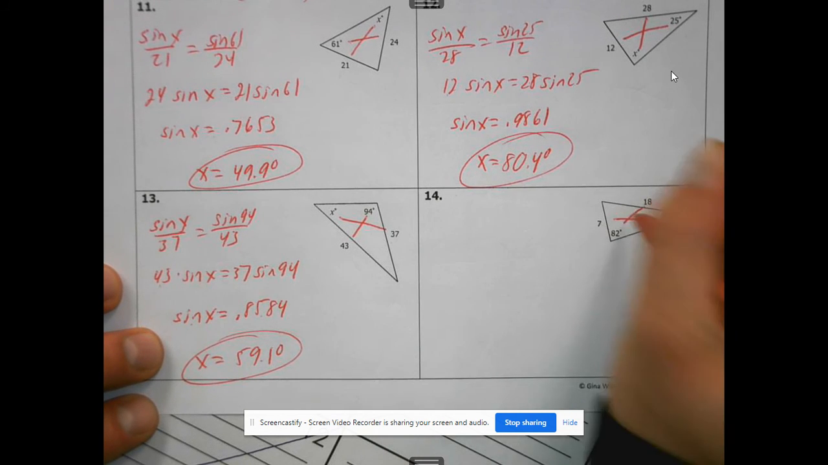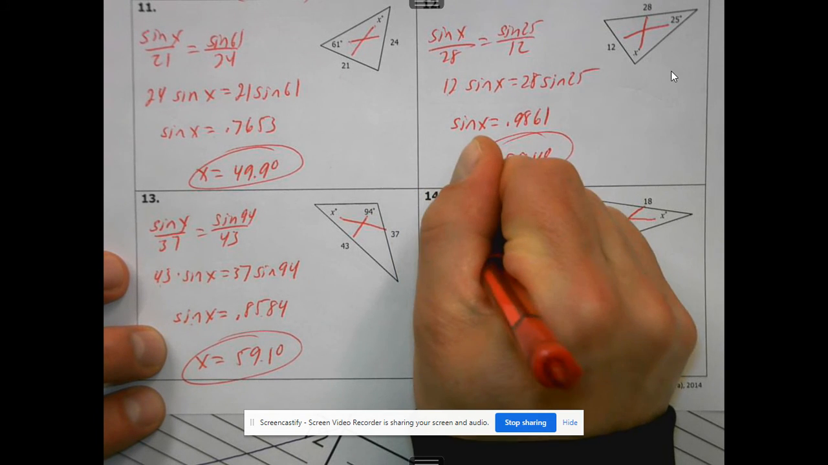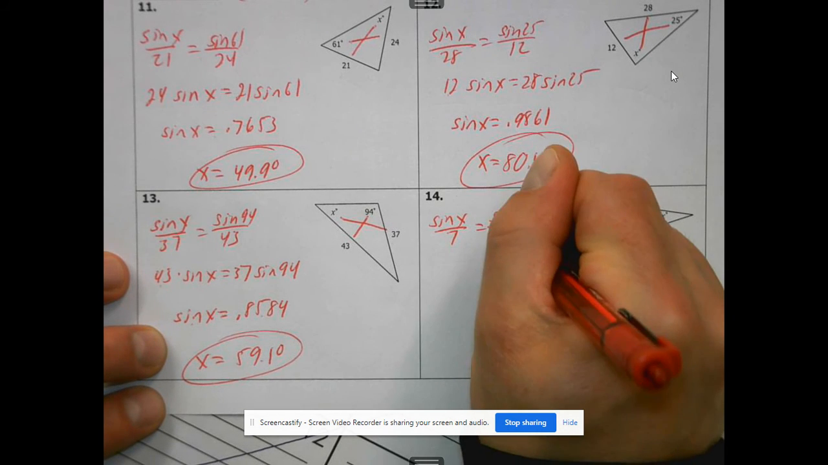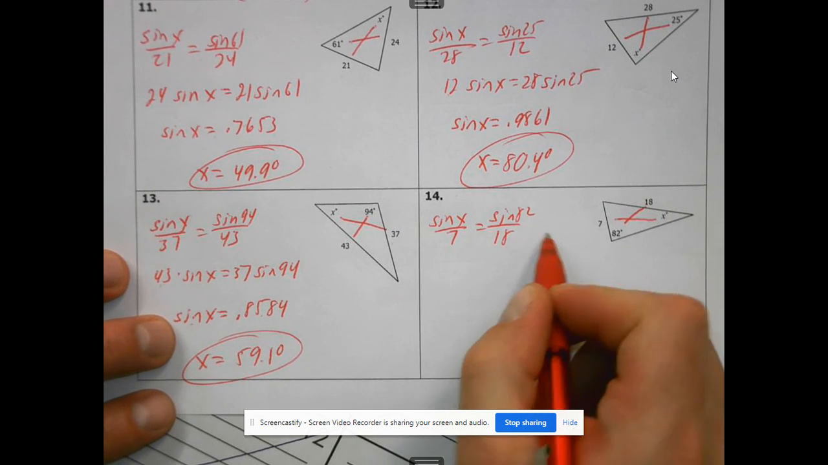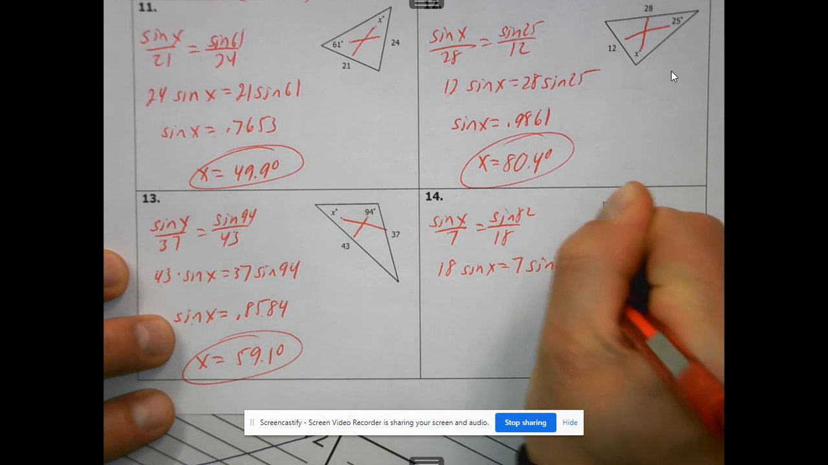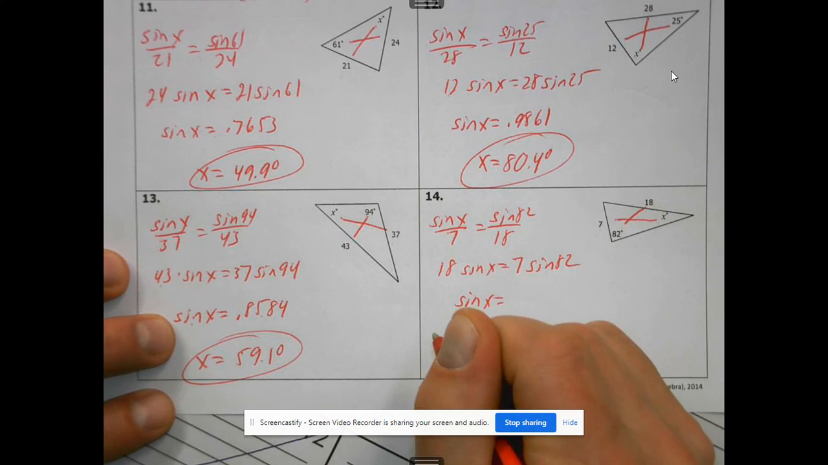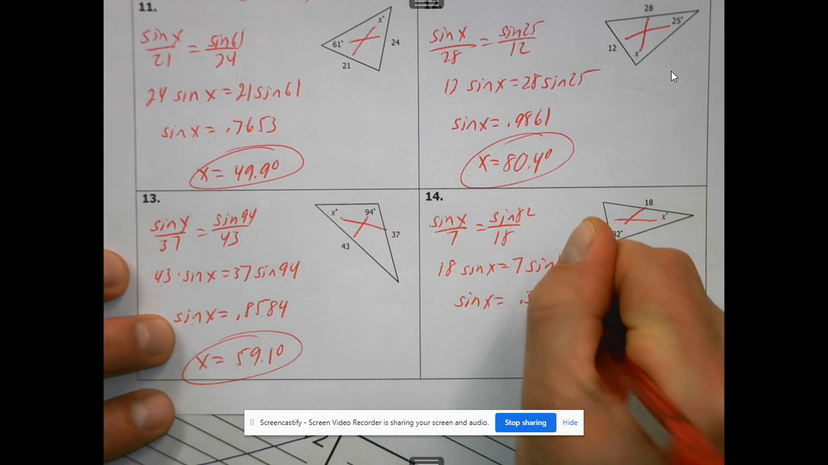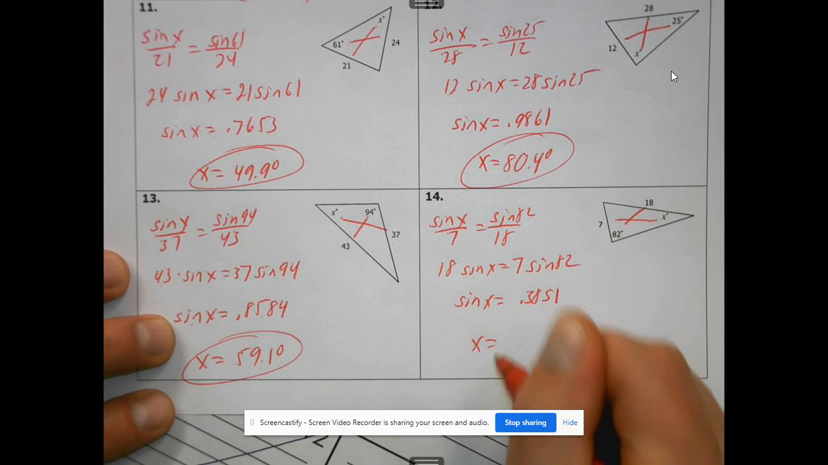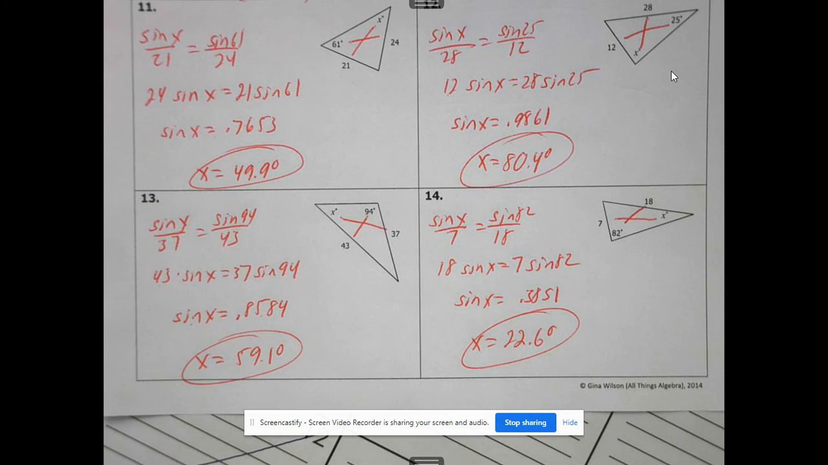Last one, number 14. X and 7 go together. 18 and 82 go together. Sine x over 7 equals sine 82 over 18. Cross multiply. 18 times sine x equals 7 times sine 82. Divide both sides by 18. Sine x comes out to be 0.3851. Inverse sine of both sides. Solution 22.6 degrees. That is it for law of sines.